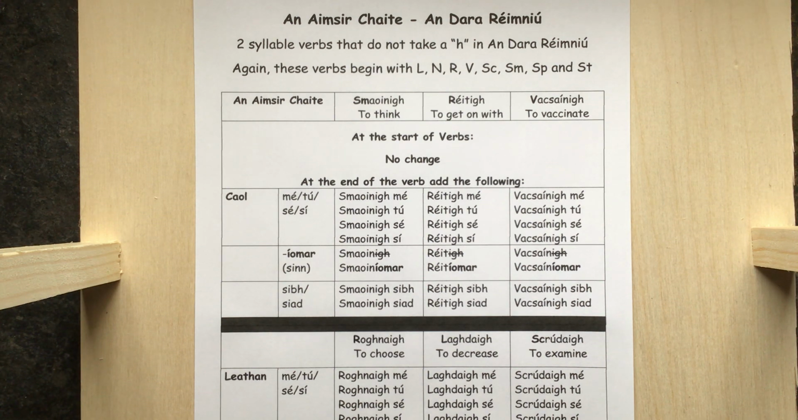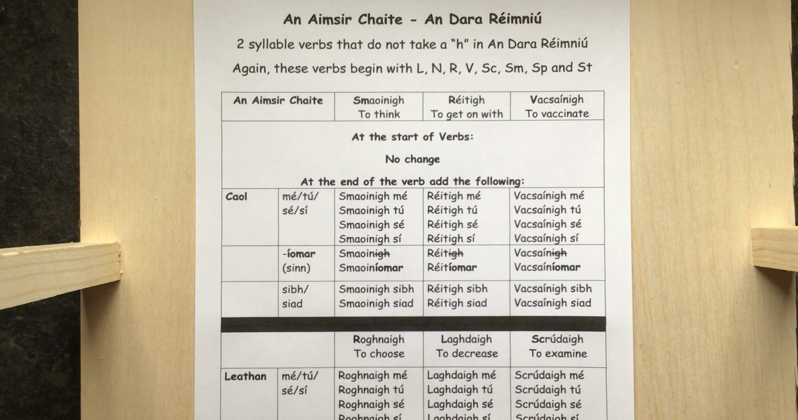Rachig will become rachig May, rachig Tu, rachig Shay, rachig She, rachig Yamar, rachig Shiv, rachig Shead. Vaccinig will become vaccinig May, vaccinig Tu, vaccinig Shay, vaccinig She, vaccinig Yamar, vaccinig Shiv, vaccinig Shead.